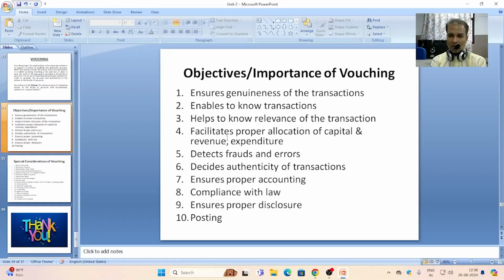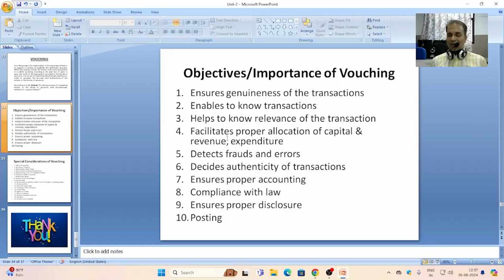Second, it enables us to know about the transactions. In the process of vouching, the auditor observes the entries done in the books of accounts and the proof of the related transaction. So, with the help of vouching, an auditor can easily know about the transactions. Third, it helps to know the relevance of the transactions.